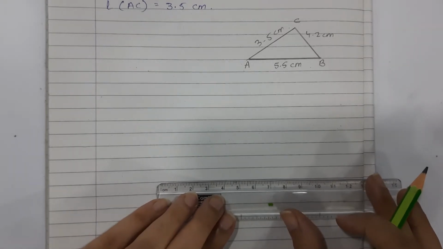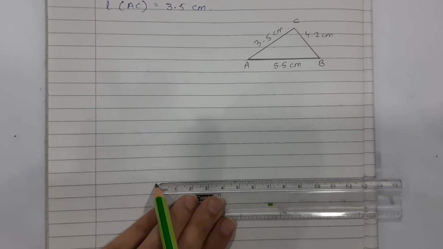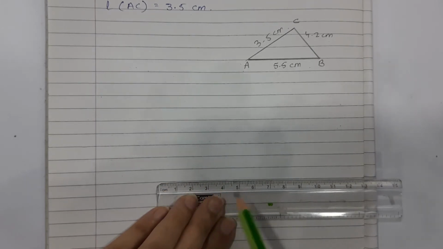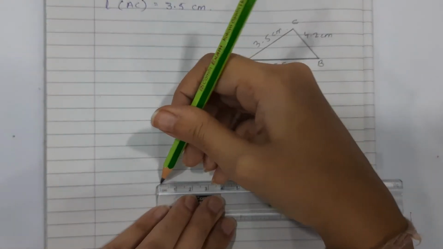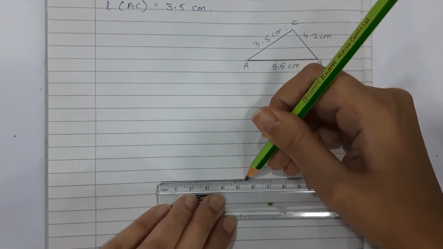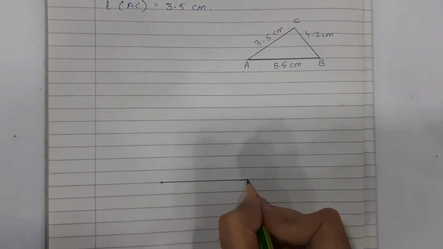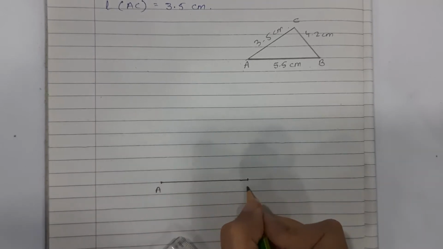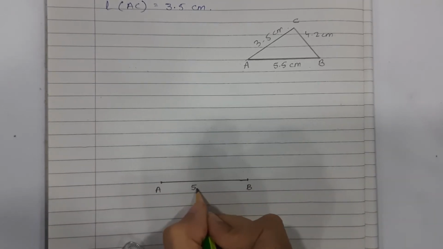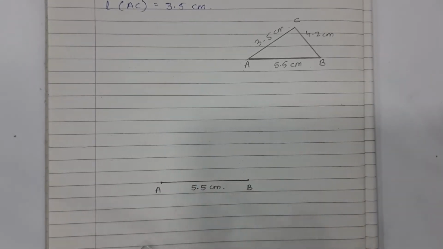Now let's start our construction. Our base is length AB, that is 5.5 centimeters, so I will draw a straight line of exactly 5.5 centimeters. Once we draw the line segment, we are supposed to mark the end points and label them. Write down the measure also, that is 5.5 centimeter.